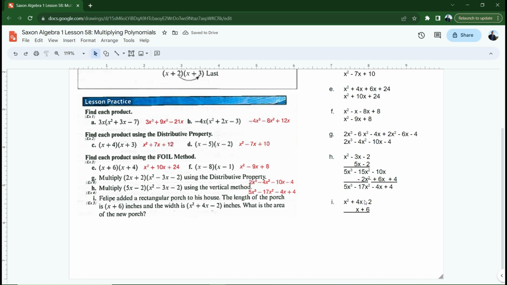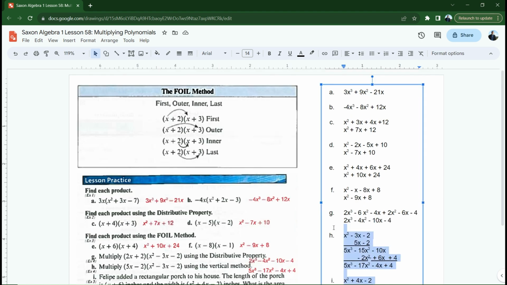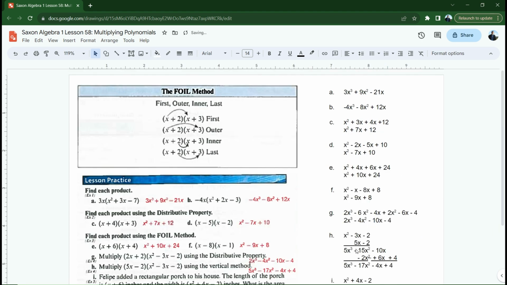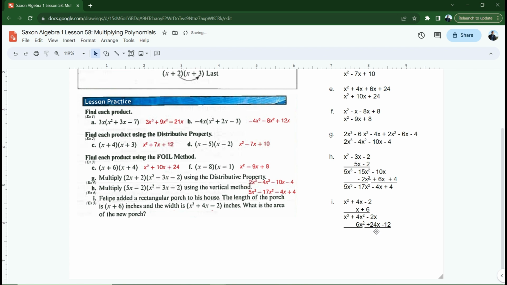X squared plus 4x minus 2, my trinomial on top. X plus 6, my binomial on the bottom. And then I'm just going to multiply. X times x squared is x cubed. X times 4x is 4x squared. X times negative 2 is negative 2x. All right, now I do the 6 times each thing. 6 times x squared is 6x squared. Let's see, 6 times 4x is 24x. And then 6 times negative 2 is negative 12. Then I add straight down.